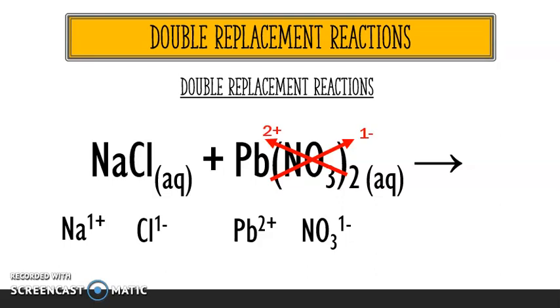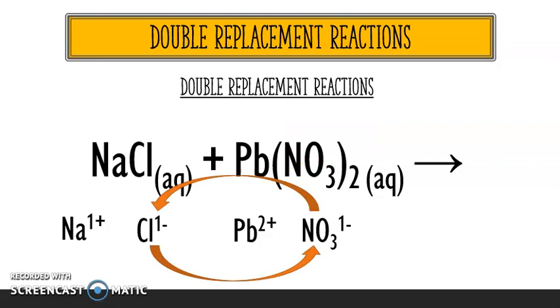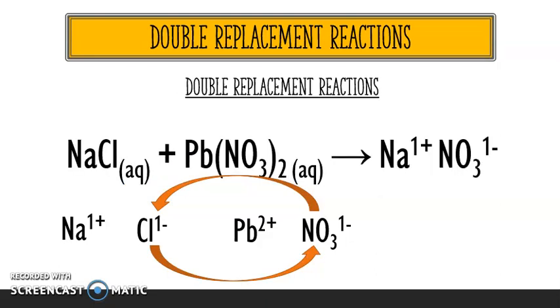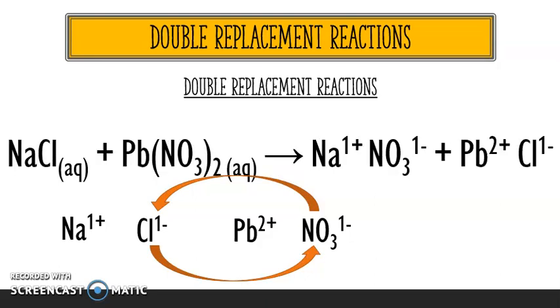So now all we need to do is to do-si-do our lovely little anions. We're going to have our anions switch positions. So that should create two new pairings. We should have Na1+ paired up with NO3 1-, and we should have Pb2+ paired up with the Cl1-. Now notice, when I had them on my product side, the Na and the Pb did not move positions. They're still in front. It's the tushy part of these two compounds that have switched places.